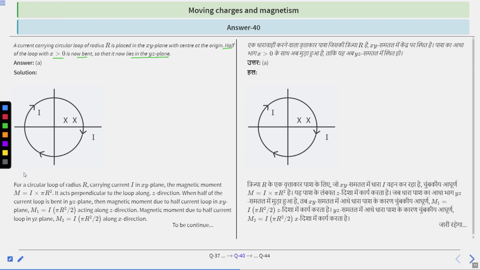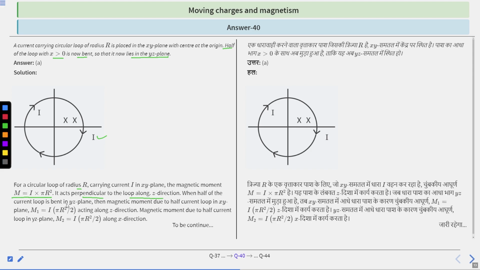The solution is, for a circular loop, suppose this is a circular loop of radius r, carrying current I in the xy plane, suppose this is x and this is y. In the xy plane, the magnetic moment m is equal to I into pi r square. Clear? It acts perpendicular to the loop along the z direction.